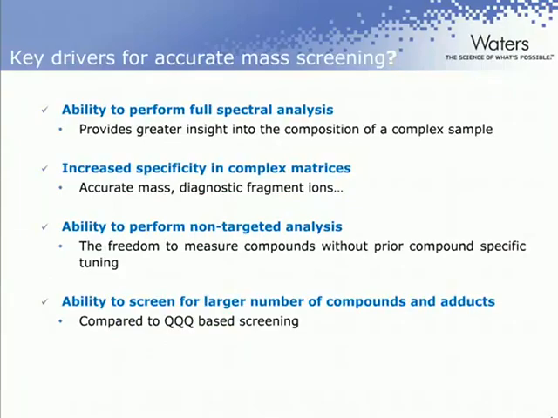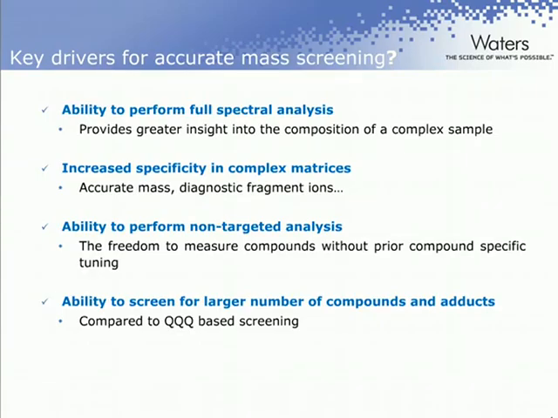So what are the key drivers for accurate mass screening? Well, we have the ability to perform full spectral analysis, and this provides greater insight into the composition of a complex sample. And we have increased specificity in the complex matrices, so we have accurate mass for the precursor ions and the diagnostic fragment ions. And we're also able to perform non-targeted analysis.